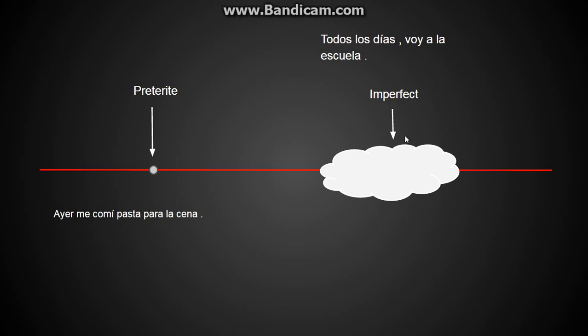Over here with imperfect, instead of it being a point like preterite, it's more of a cloud, of a span of time. We don't really know when it started and we don't really know when it ended. It's somewhere in there. We can't really tell by looking at the statement. Our example here is todos los días voy a la escuela. This means every day we go to school. So every single day we go to school. We don't really know when we started going to school and if and when we ended going to school. We just know that every day we go to school.